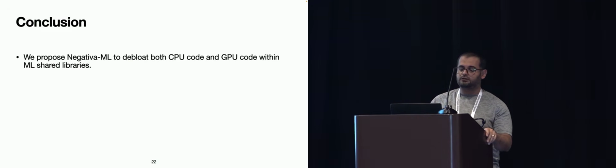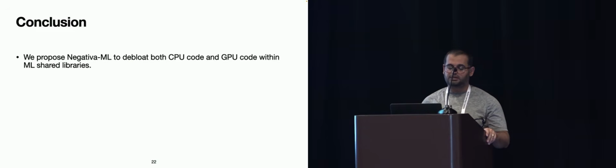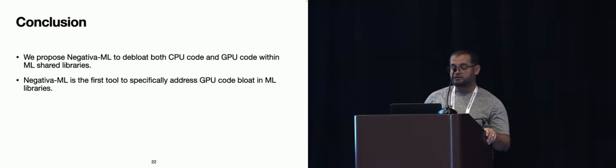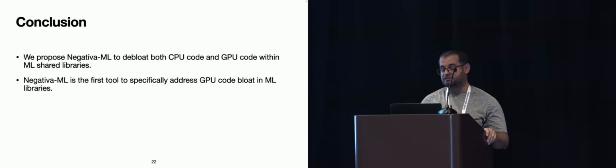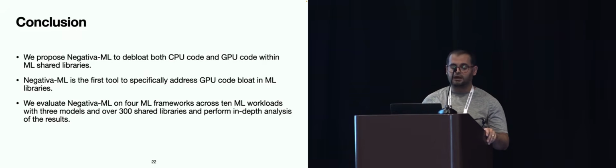So in conclusion, in this paper, the authors propose Negativa-ML to debloat both CPU and GPU code within machine learning shared libraries. Negativa-ML is the first tool to specifically address GPU code bloat in ML libraries, and they evaluated Negativa-ML thoroughly over 300 shared libraries.